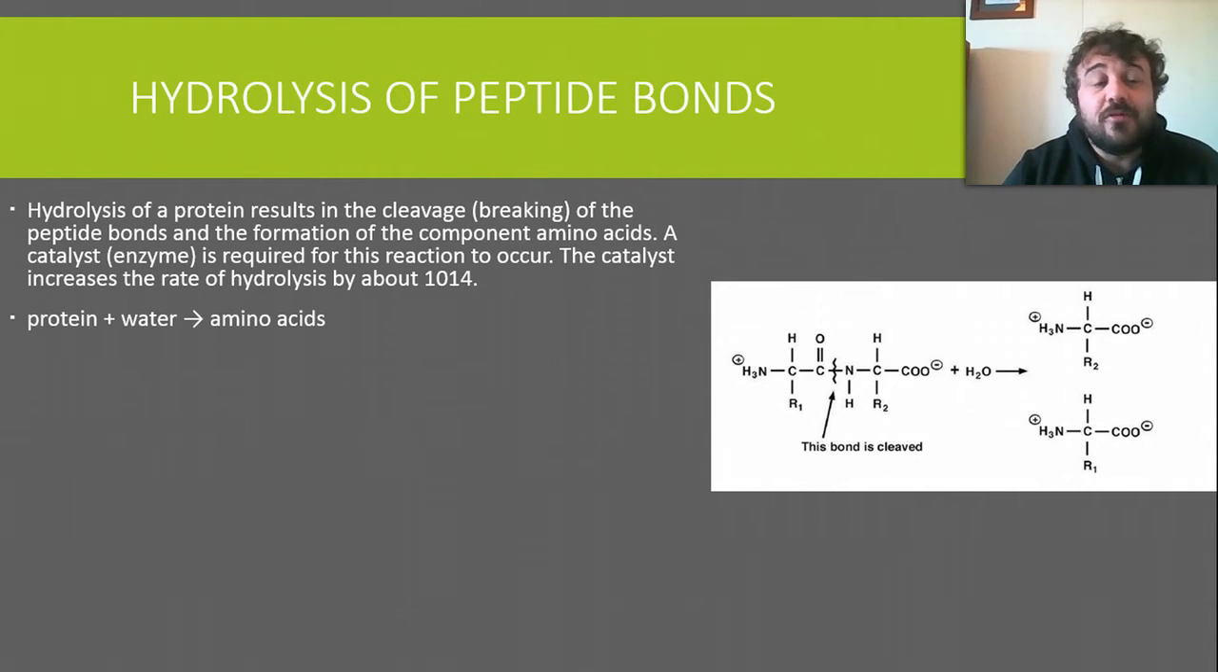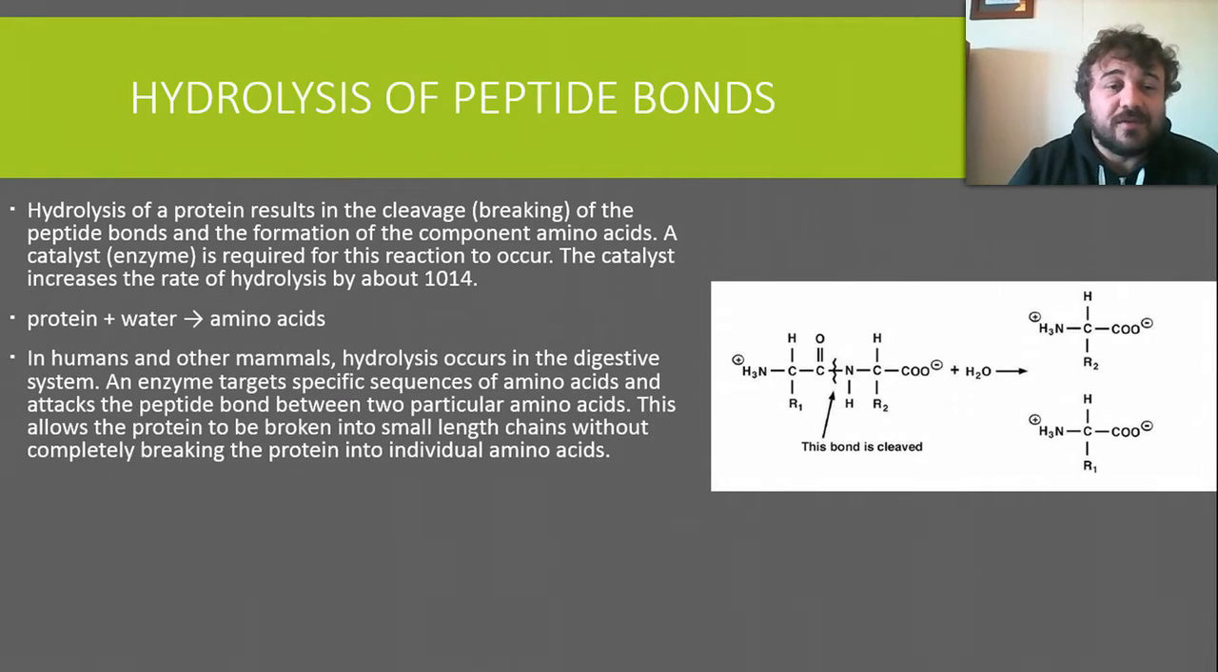Okay, so protein plus water gives amino acids. Consequently, the opposite's true. Amino acids, when we add them together, give us proteins plus water, and that's why they're condensation polymers. In humans and other mammals, hydrolysis occurs in the digestive system, in particular the stomach, where it's very acidic, as well as in other forms of chemical digestion in the mouth and on the way down and so forth.